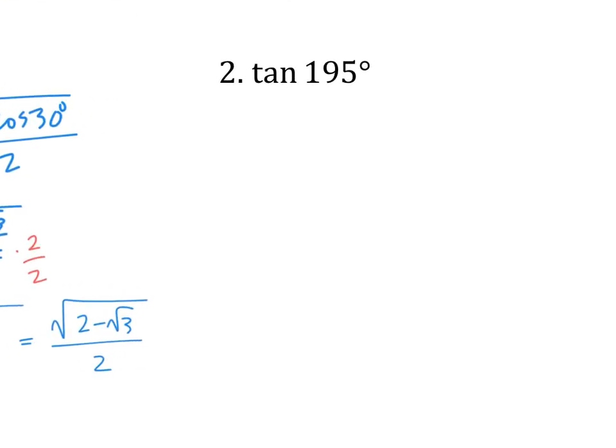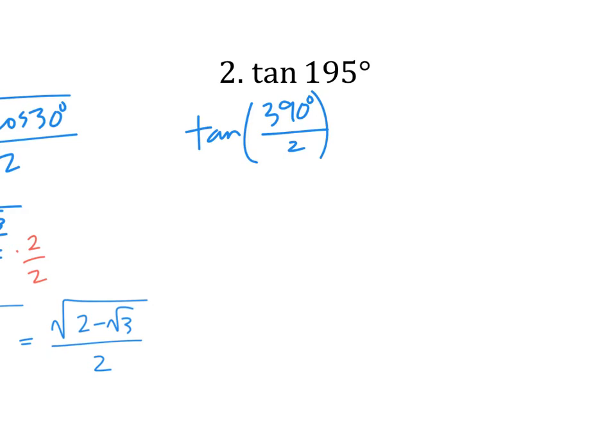Let's try this one. Tangent 195. Half angle. So, what angle divided by 2 is 195? 390. Yes, 390. All right, tangent has 3 formulas. Which one do you guys want to use? The easiest one? That is an excellent suggestion. Yes, please pick the easiest one, not the hardest one. Which one?